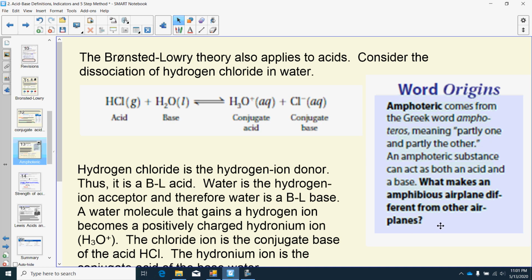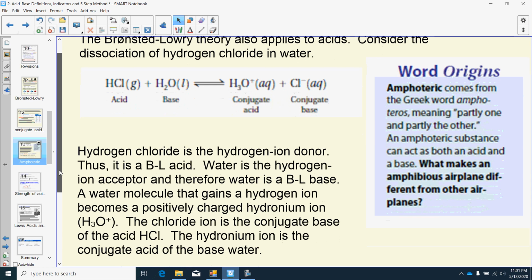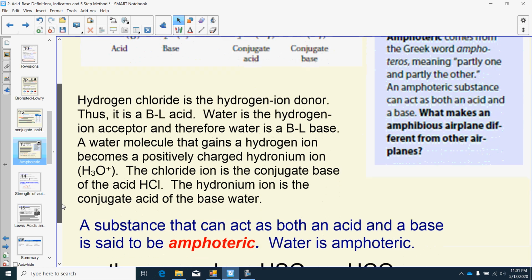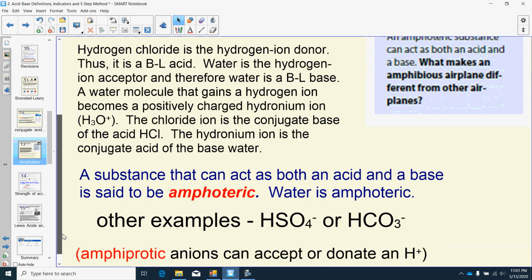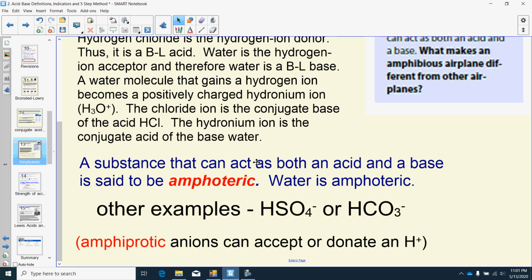What makes an amphoteric airplane? Blah, blah, blah. Okay, so that's a new term for us, and we're going to see it more and more often. Sometimes it's called amphoteric, so a substance that can act as an acid or base is known as amphoteric. Water is a great example.